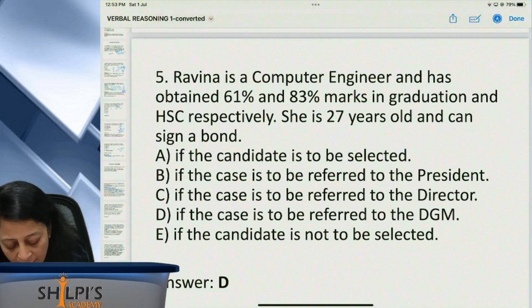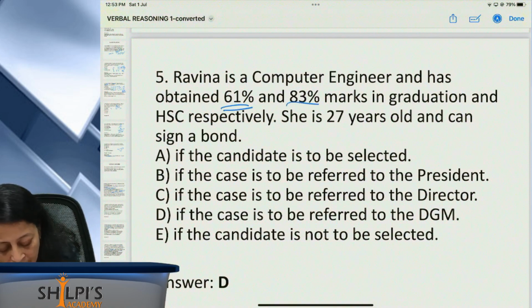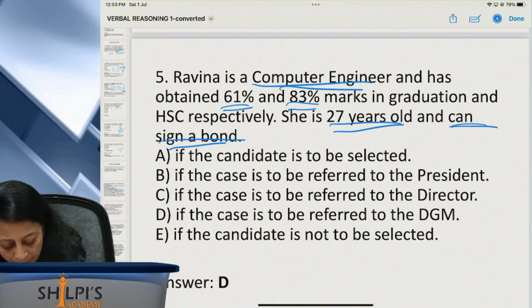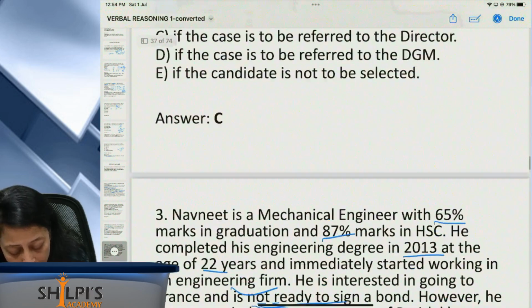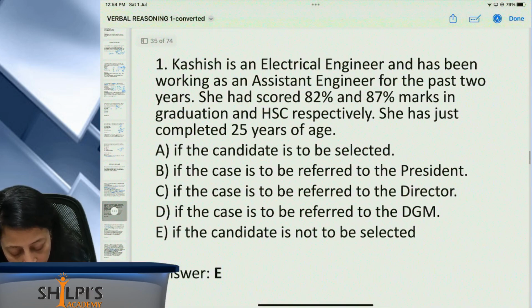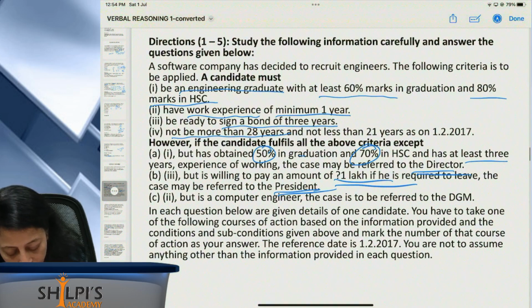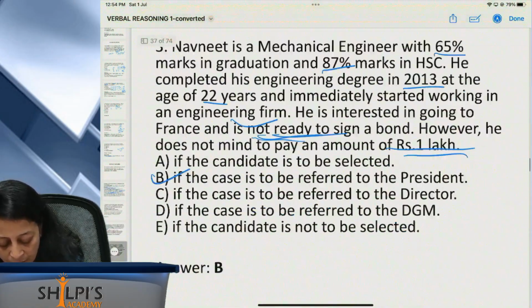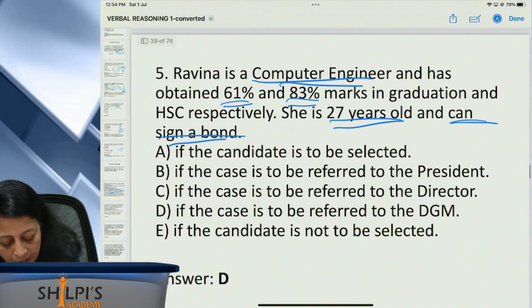Ravin is a computer engineer and has obtained 61 marks. Fine, 83 marks is over. She is 27 years old, and she can sign the bond. Okay, but she has to be referred to the DGM. The answer is she has to be referred to the DGM. Why? If it is a computer engineer, the case has to be referred to the DGM. She is a computer engineer, right? So, refer the case to the DGM.